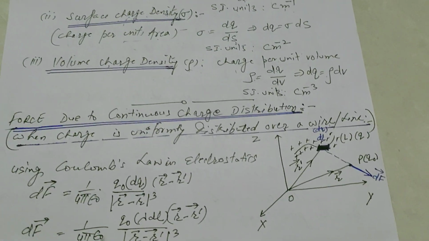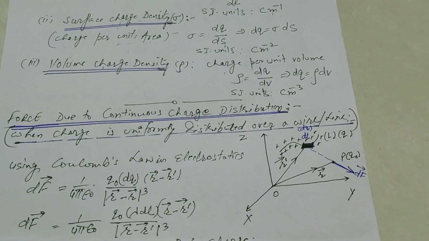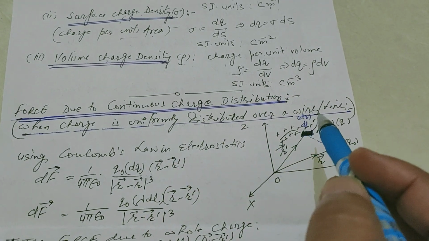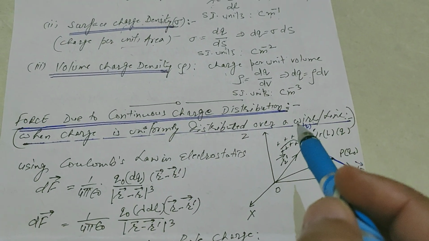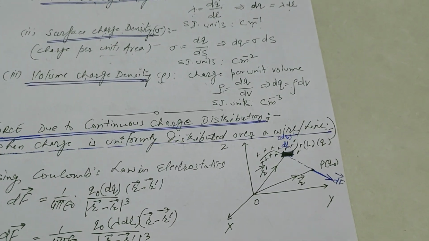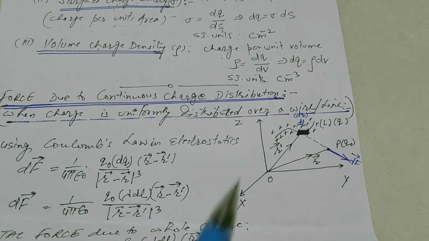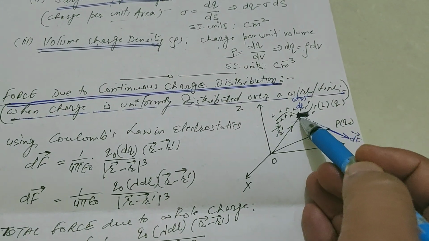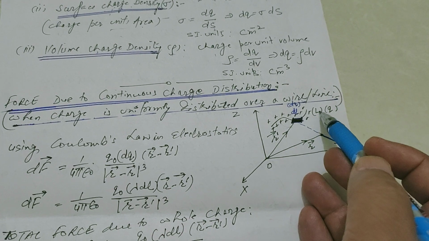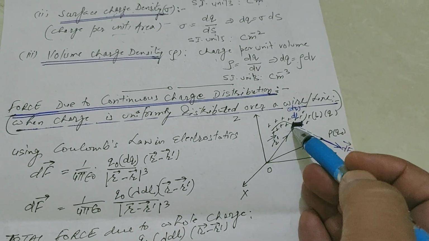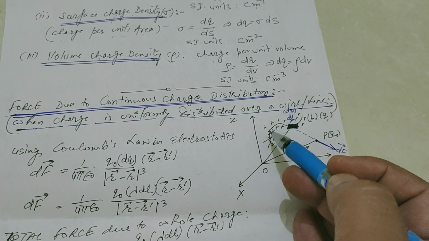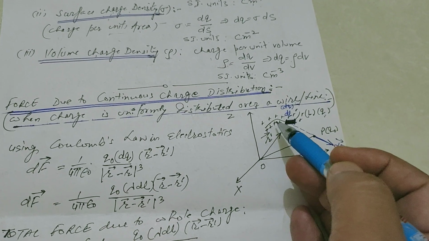Now we have to calculate force due to continuous charge distribution, and in the first article we will start with when the charge is uniformly distributed over a wire or line, and the wire can be a straight wire, it can be a curved wire, that is up to you. So to understand force due to this line charge, let us consider that I have taken a wire whose length is L and charge Q is uniformly distributed over its length. Charge is uniformly distributed, at every point charge is same.